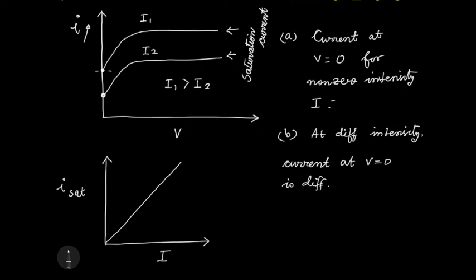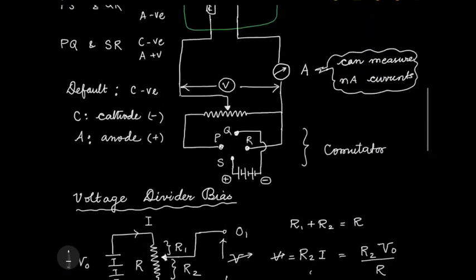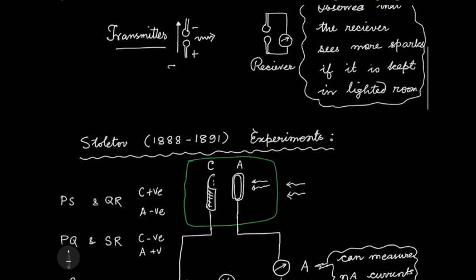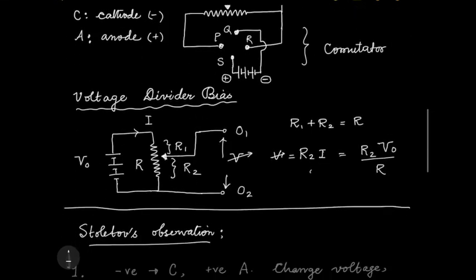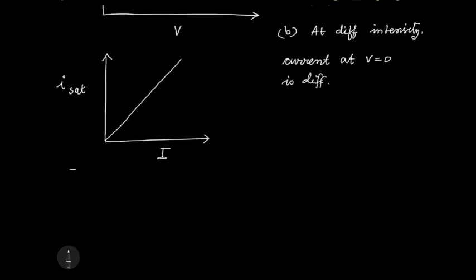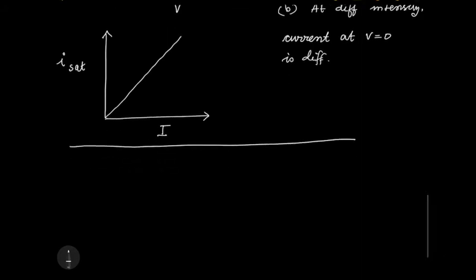Now, when Stoletov was doing these experiments, we did not have the concept of the electron. Remember, Stoletov was doing these experiments during 1888 to 1891. J.J. Thomson discovered the electron in 1897, while Stoletov was doing these experiments. We'll see something interesting that happened with J.J. Thomson and his son later in the course.